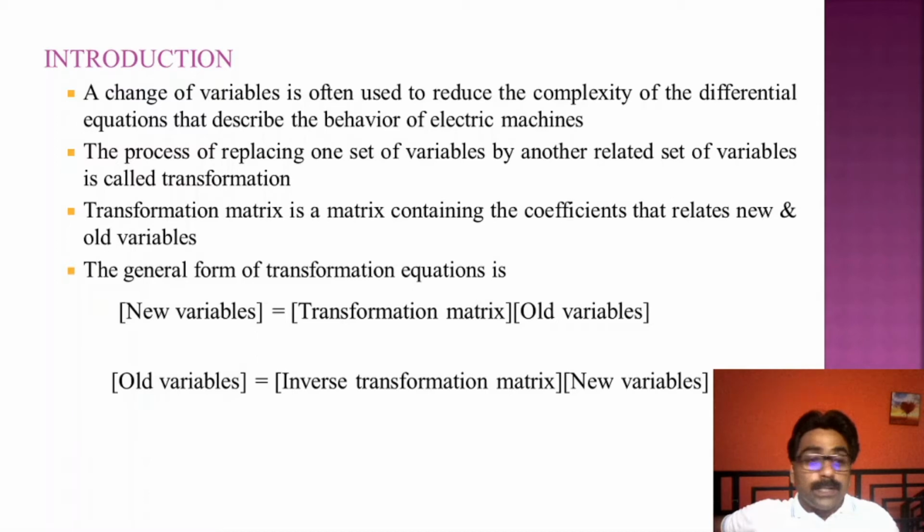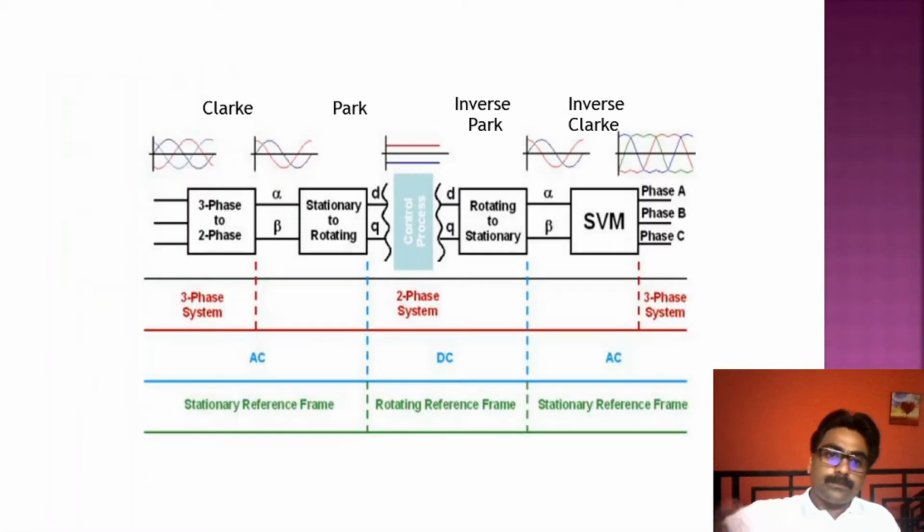The transformation matrix is a matrix containing the coefficients that relate the new and old variables. That is what I have just explained with the help of this transformation equation. It will have the coefficients of both new and old variables, relating each other. This diagram gives a detailed overview. Once you are able to understand this diagram, things will be a bit simpler to understand.